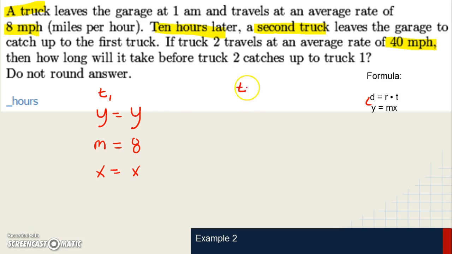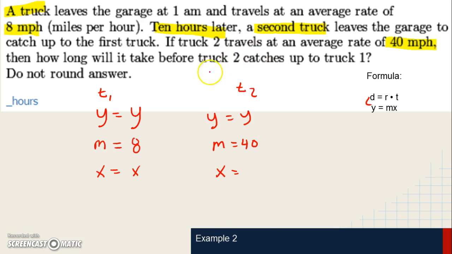What about for truck 2? What do we know about it? Well, we know obviously that the distances are the same, so we can just set y equals y. What do we know about the rate or the slope? Well, we know that he's going 40 miles an hour. And what do we know about the time?